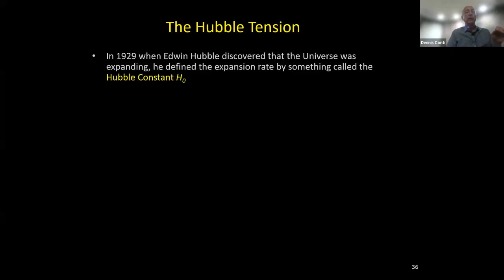Now, an interesting thing has been happening recently. It's called the Hubble tension. In 1929, when Edwin Hubble discovered the universe was expanding, he defined the rate of expansion, called obviously the Hubble constant. In simple terms, this Hubble constant was so many kilometers per hour that the universe is expanding. Let me just leave it at that.